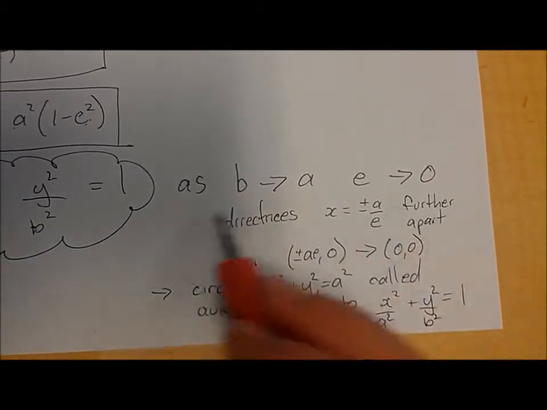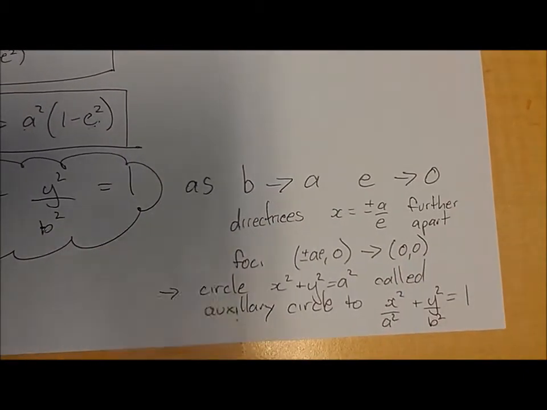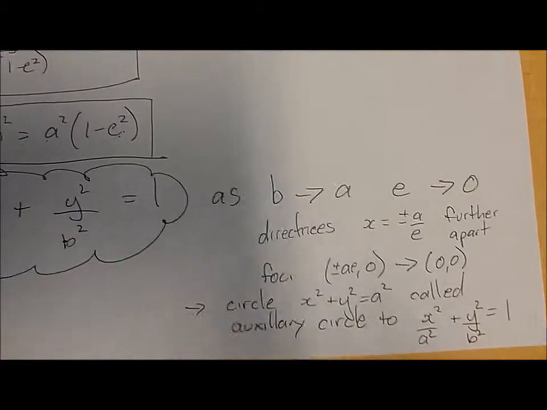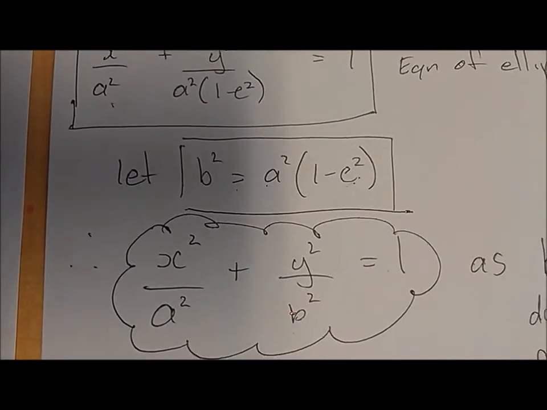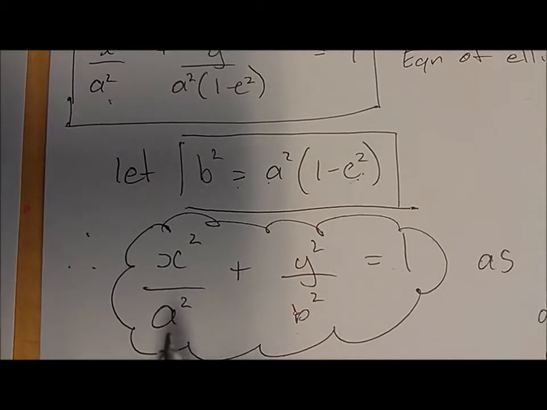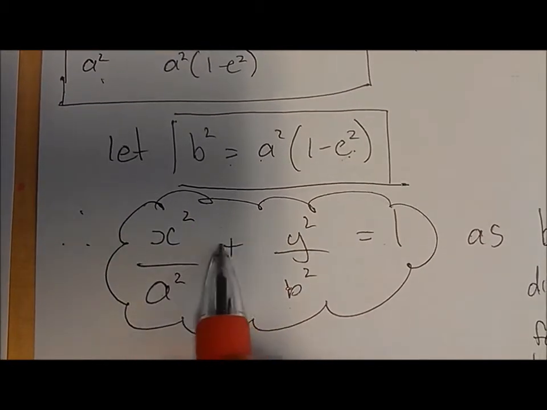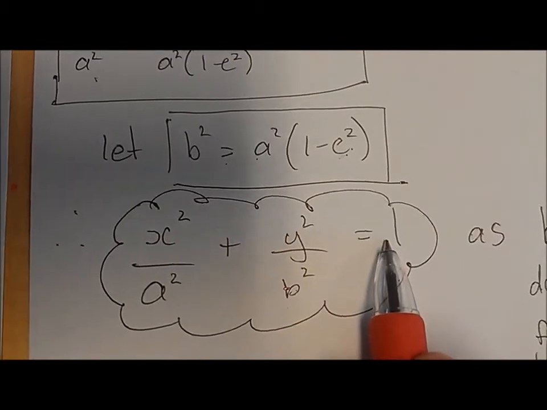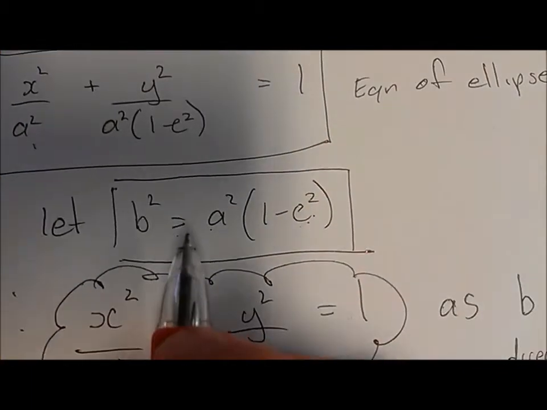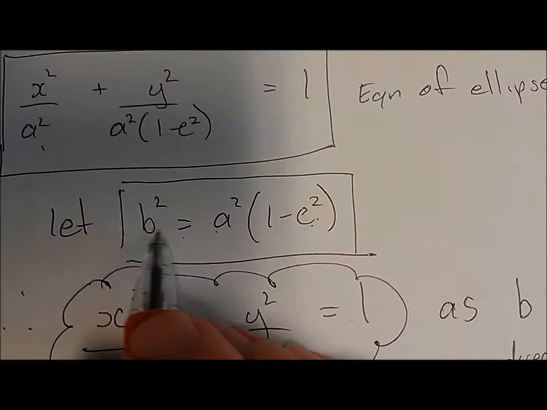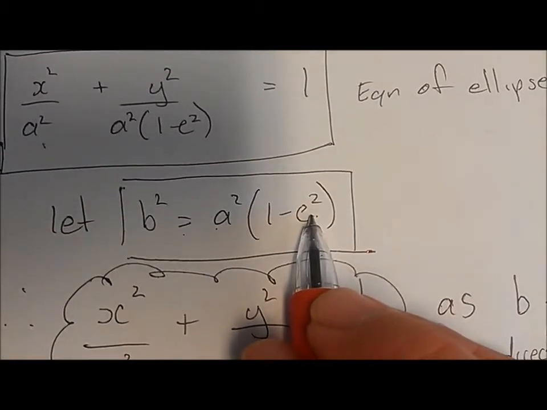Okay, so a little bit of information there that we'll come back to later, but it's just important knowledge at this point. The really important thing here is that we've established four things. We've established a general form of the equation of the ellipse, x squared on a squared plus y squared on b squared equals 1. We've established that there's this relationship between b, a and e: b squared is a squared (1 minus e squared).